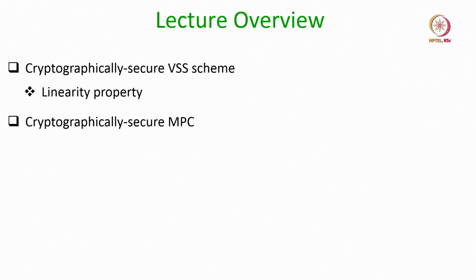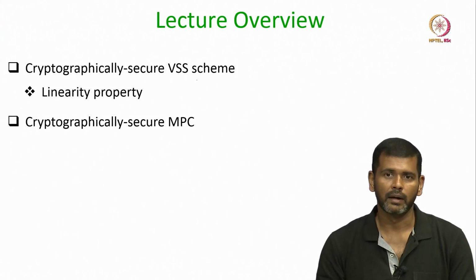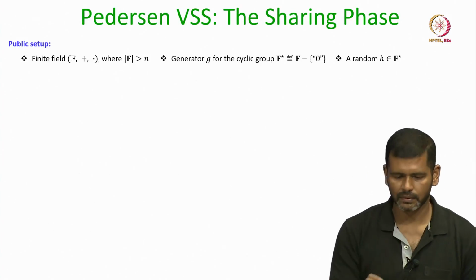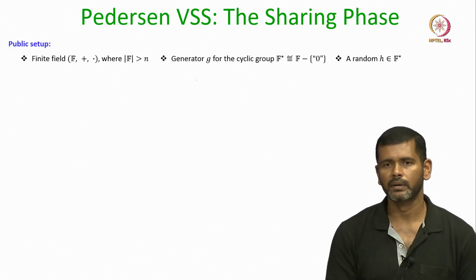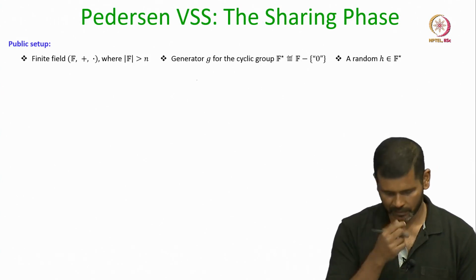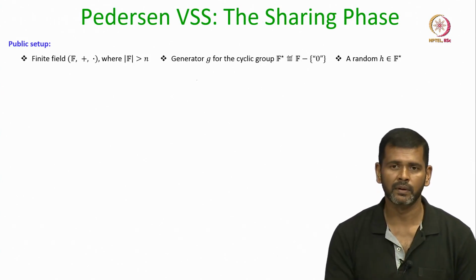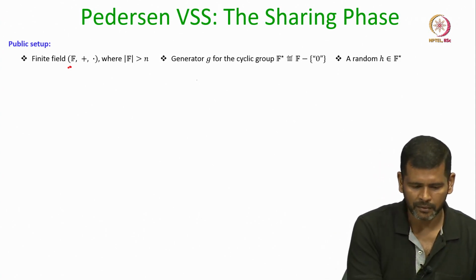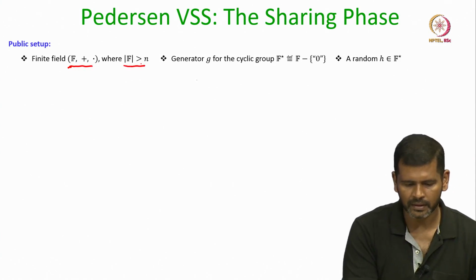So, in this lecture we will briefly discuss the cryptographically secure VSS scheme based on Pedersen's commitment and how we can use it to get a cryptographically secure multi-party computation. So, the Pedersen VSS scheme is based on Shamir secret sharing coupled with Pedersen's commitment scheme, which is used for verifiability purpose.